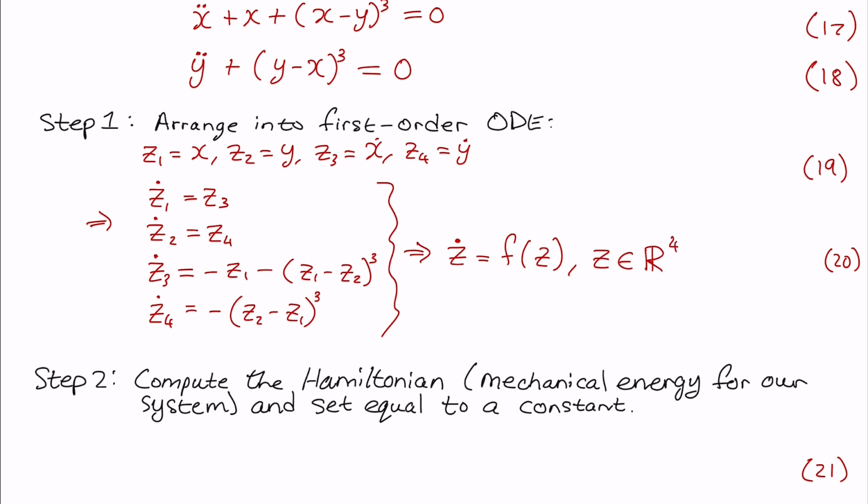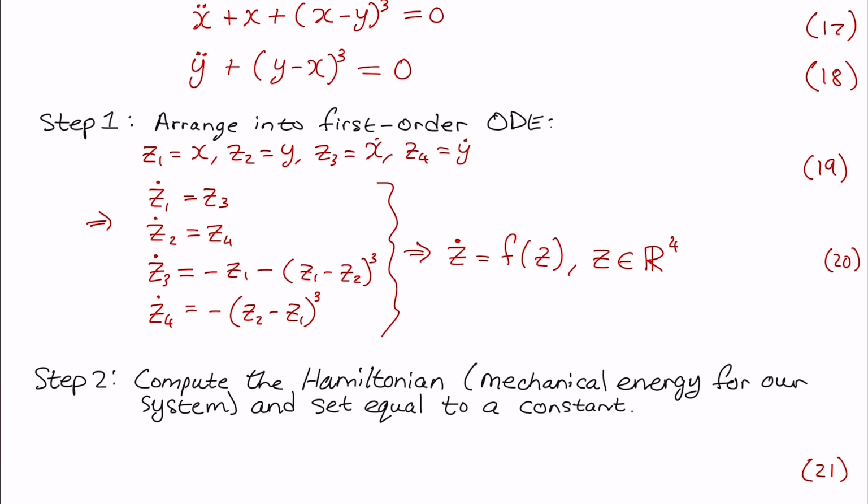So z is our phase space vector, which contains all of the phase space variables or state space variables, and it's dimension 4. What we're now going to do is compute the Hamiltonian for this system, or the mechanical energy, because it's just a vibrating mechanical structure, and then we're going to set that equal to a constant. And once we set it equal to a constant, we now have an additional variable h that we can use to reduce and eliminate one of these phase variables.